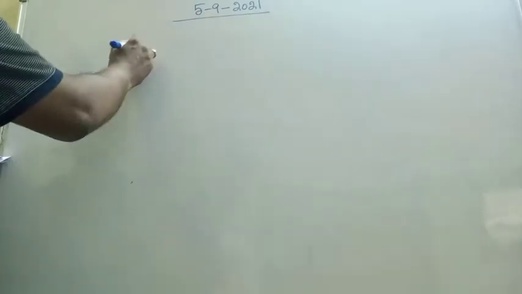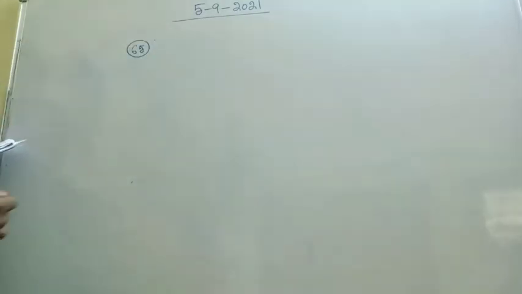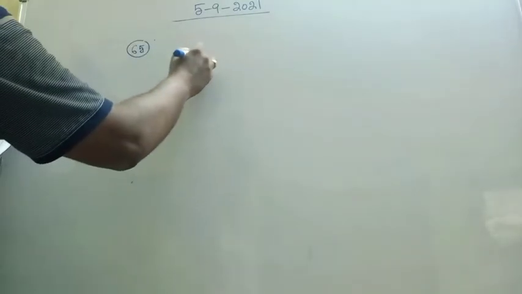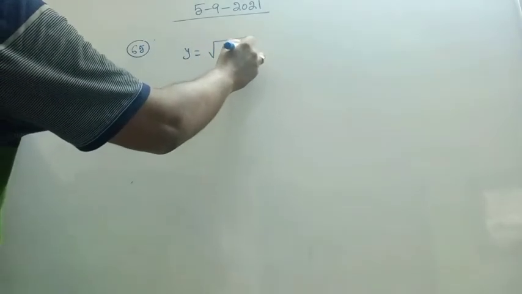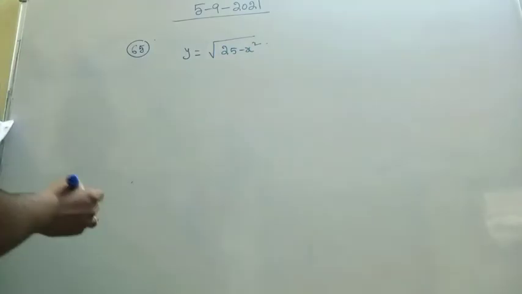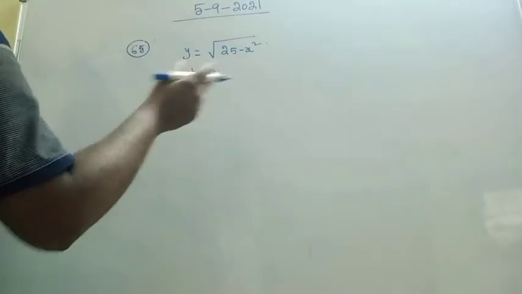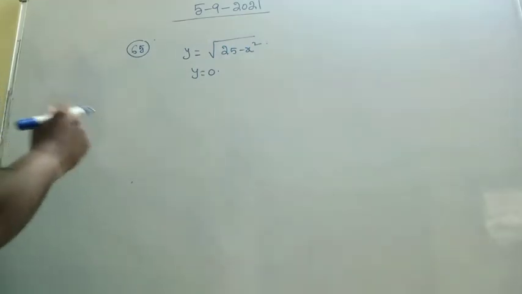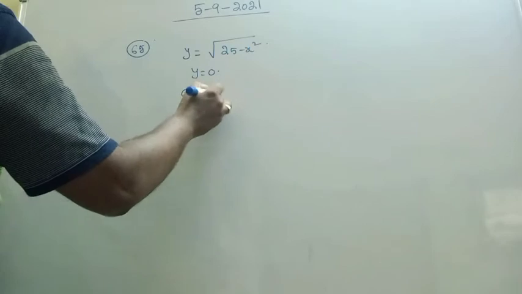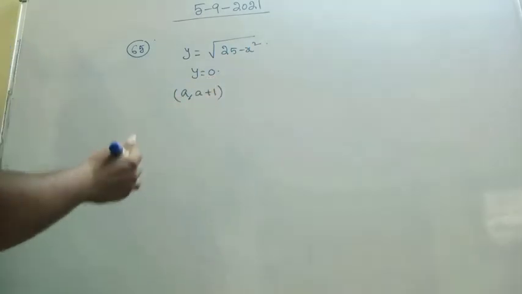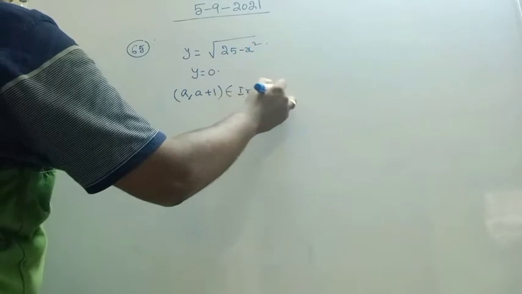Regarding the 65th problem, my dear students, many of us have already discussed it. They have given the curve equation. The curve is y is equal to root over 25 minus x square, and the line y is equal to 0, that means the x-axis. The point a comma a plus 1 lies in the interior of the circle.